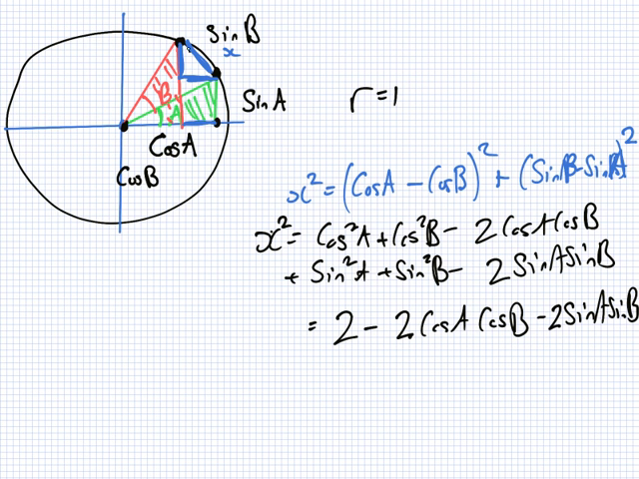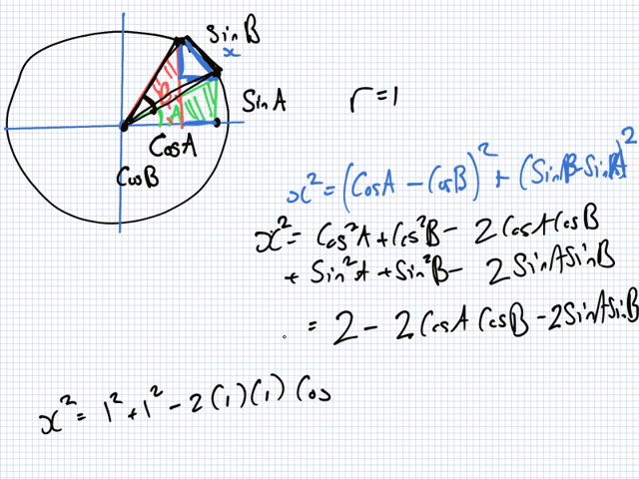Now, another way I can get the x is by using the cosine rule. If I look at this triangle, see this one here? So, cosine rule says x squared equals 1 squared plus 1 squared minus twice 1 cos this angle here. And what's this angle?